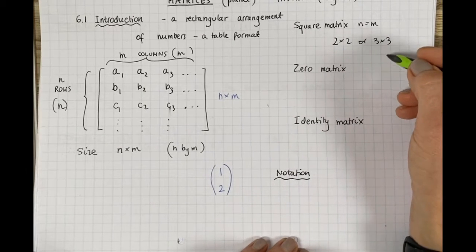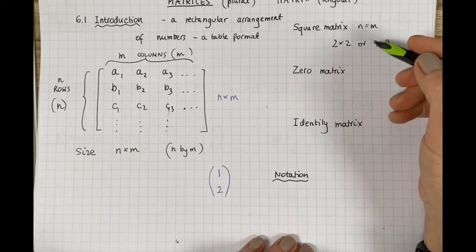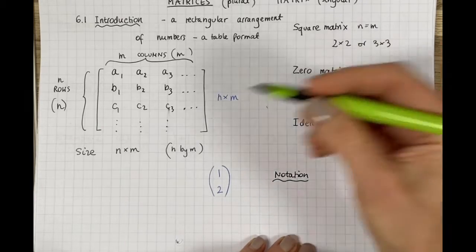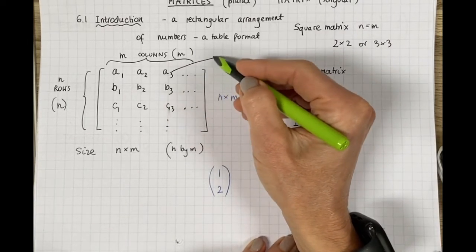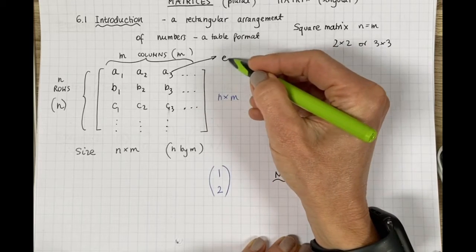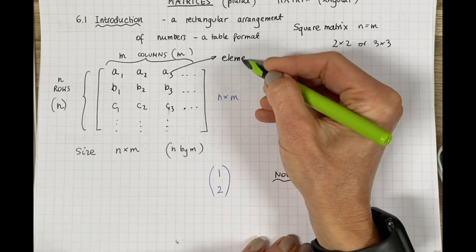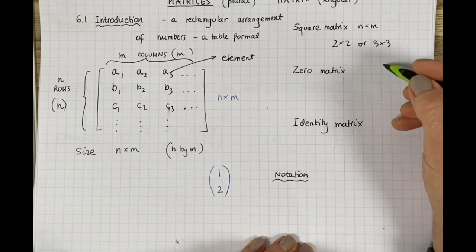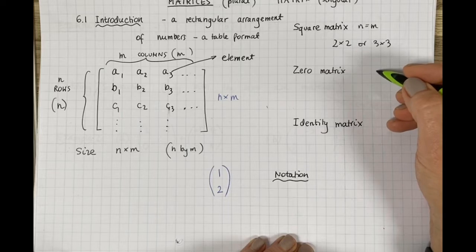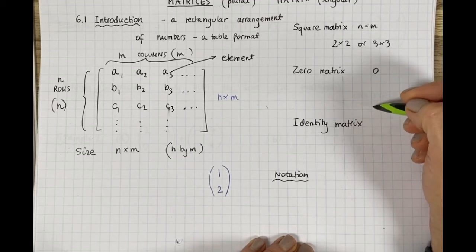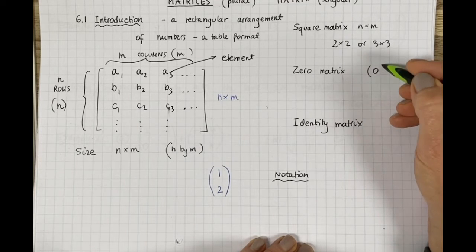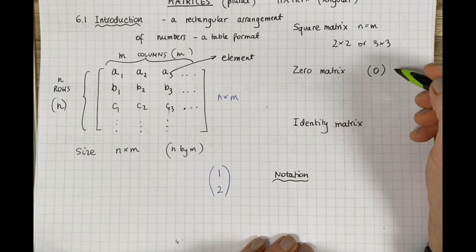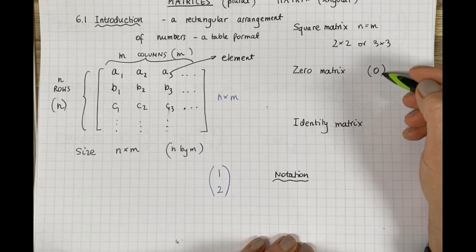A zero matrix. Let me just mention that each entry is called an element. There you go. So if all the elements are 0, then the zero matrix is going to be 0. You could put it in brackets as well, but this one is 1 by 1.